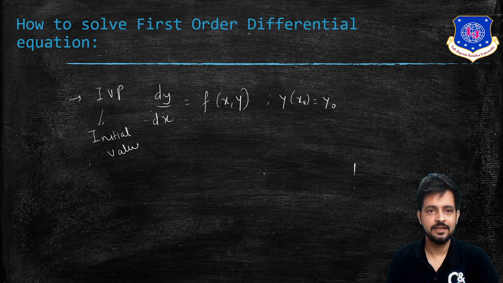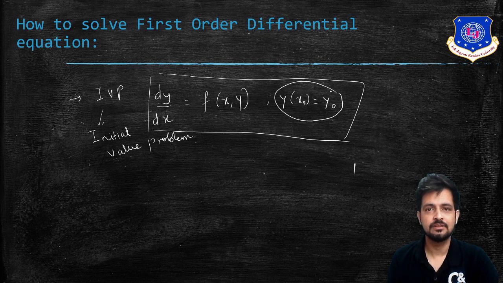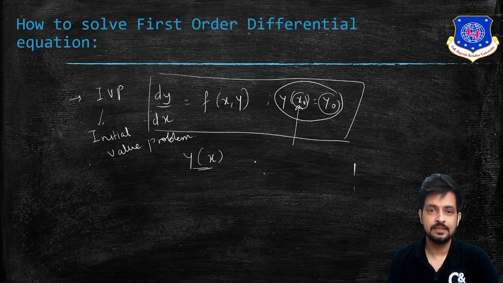IVP is the initial value problem. In an initial value problem, dy by dx is equal to f of x will be given, and the initial values will be given. The value inside the bracket is the value of x0 and the value outside will be the value of y0. And if they are asking to find the value of y of x, then we have to take the step size.